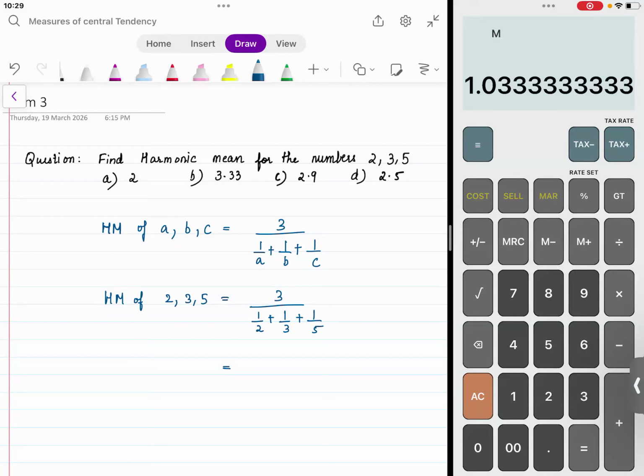1.0333. So we have to do 3 divided by the denominator's value, which is nothing but 1.0334. Let me calculate this value. 3 divided by 1.0334. So what answer are we getting? We're getting 2.90. Which option? Option C.